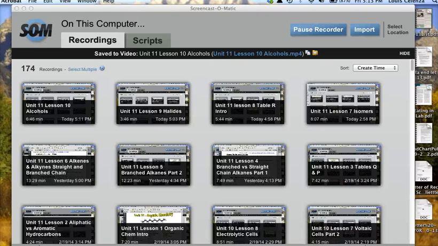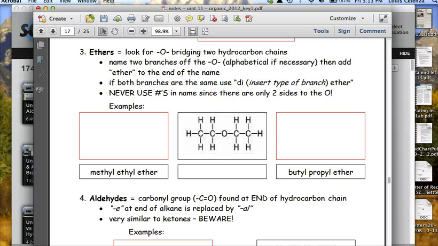Alright, so here we are with Unit 11, Lesson 11, and we're going to cover two compounds. We're going to cover ethers and then aldehydes. So let's take a look first at ethers.